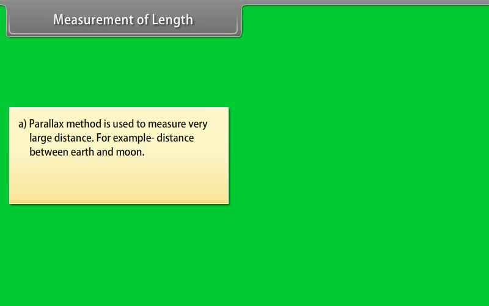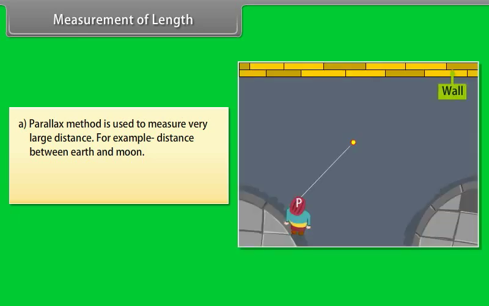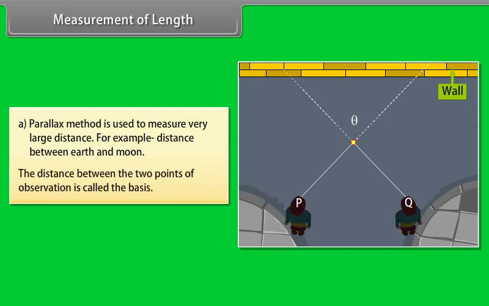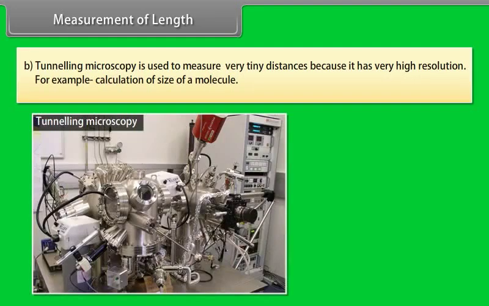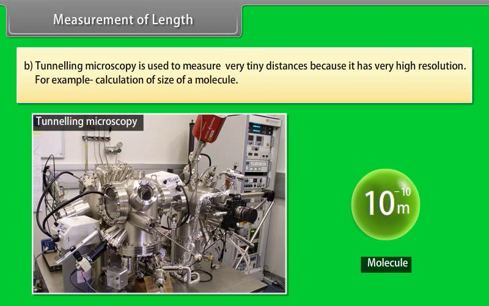Let us understand with an example. A girl is observing the rod against a wall from 2 different points P and Q. She notices that the position of the rod seems to change with respect to the wall. This is known as parallax. The distance between P and Q is called basis. B. Tunneling microscopy is used to measure very tiny distances because it has very high resolution, for example, calculation of size of a molecule.